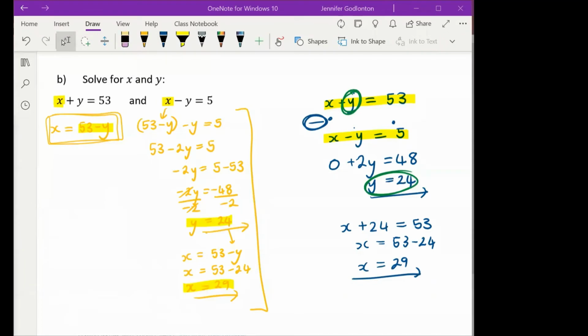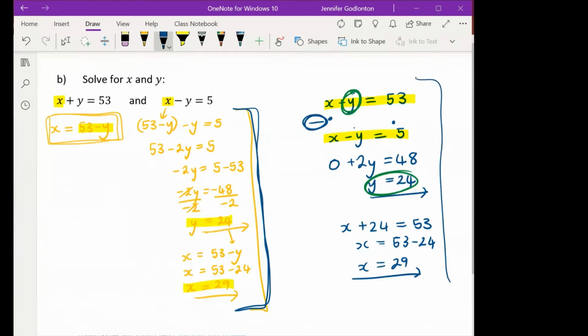You either need to be happy with the substitution method, which is the yellow method, or you need to be happy with the elimination method. Just choose one. You can choose whichever one you like. In your test, they will never ask you to choose a specific one. They will just say solve for x and y. So it doesn't matter which one you choose, whichever one you are feeling confident with.